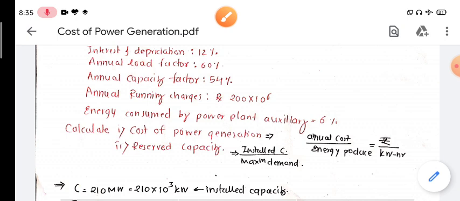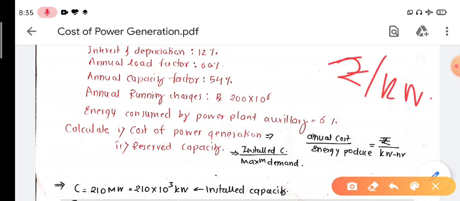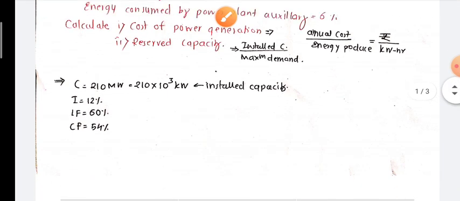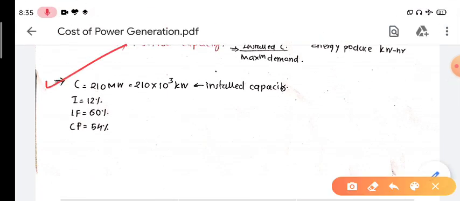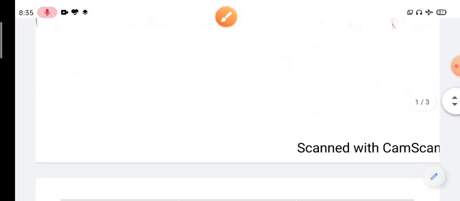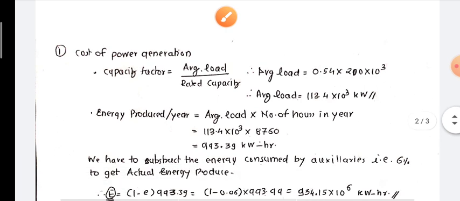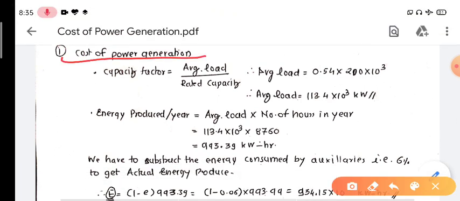First is our cost of power generation. Cost of power generation is nothing but rupees per kilowatt hour. It is the ratio of annual cost divided by energy produced, that is, annual cost in a year divided by energy produced in a year. Given things: capacity, interest and depreciation, load factor, capacity factor. The first thing to determine is the cost of power generation.